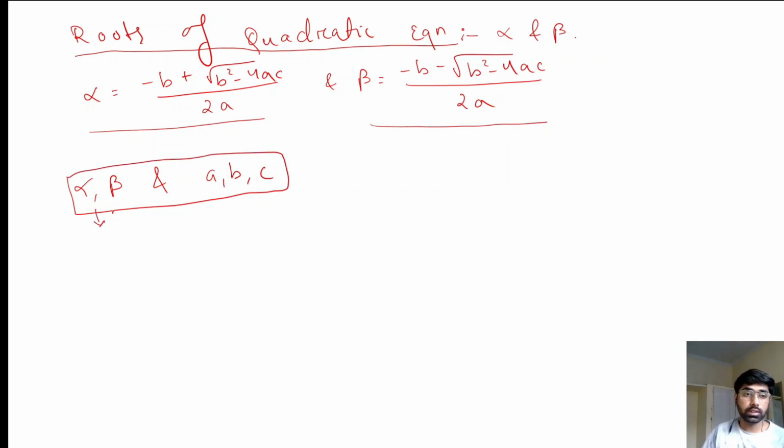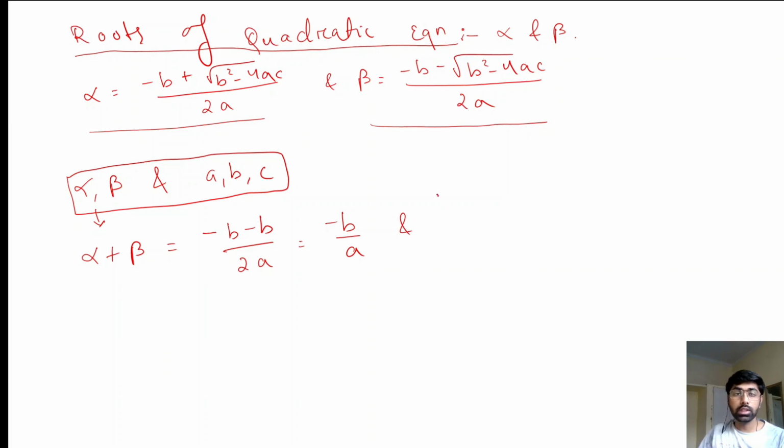So how can we say that? In alpha and beta, we only get the change in the sign of the plus and minus before the square root of the discriminant part. So by adding alpha and beta, this opposite sign term will cancel and we will get minus 2b upon 2a, which will be equal to minus b upon a.